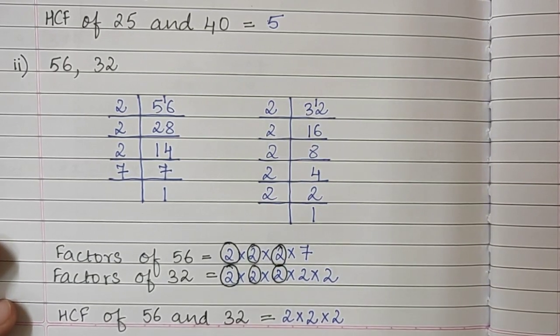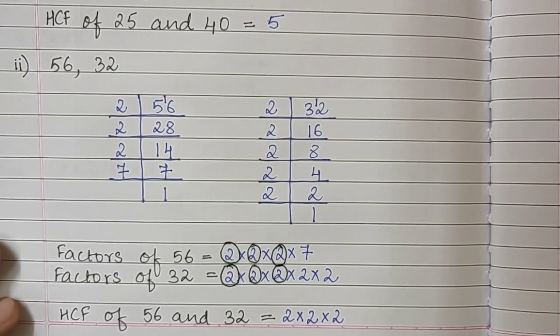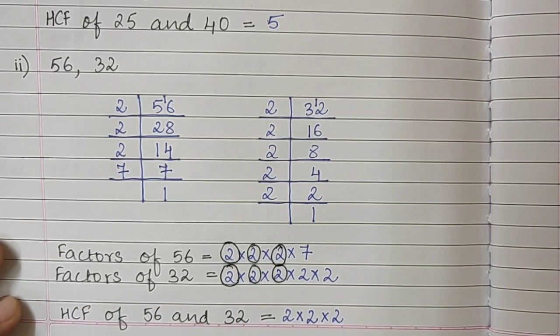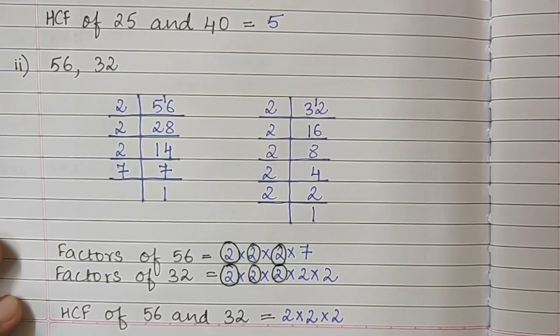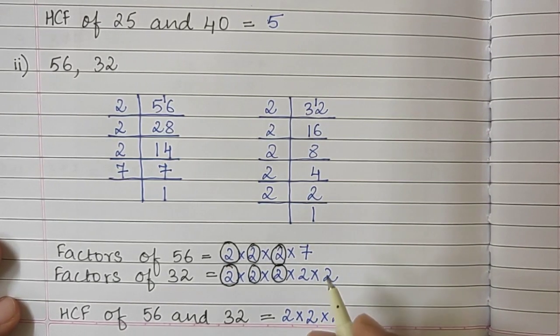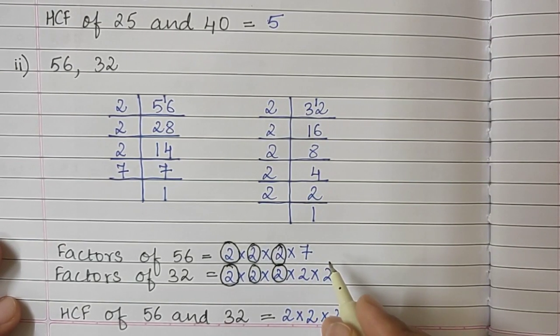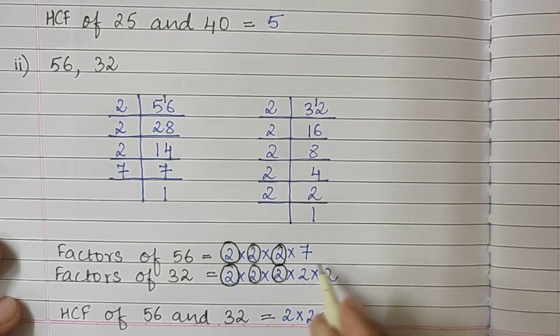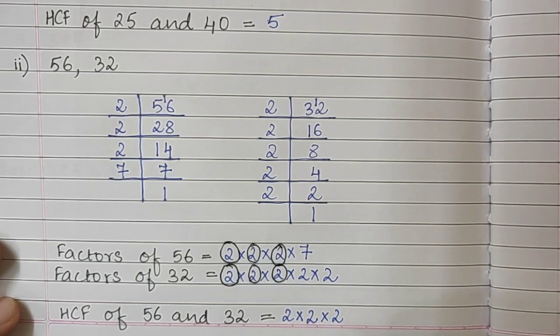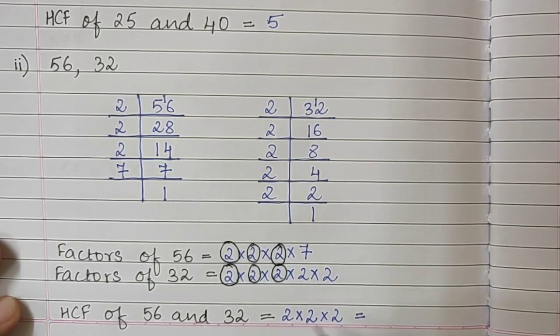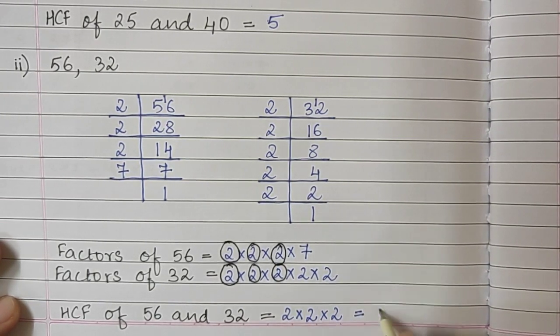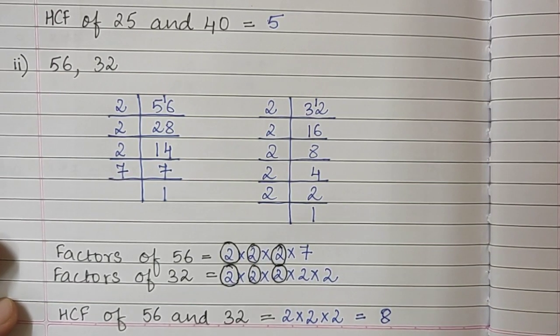It's not important for you to circle it. You can also underline it, but circling makes it easier to spot the same numbers. So is anything else remaining? No. Here only 7 is remaining, and here there is 2 times 2. So nothing more is common. So it's 2 into 2 into 2. So the HCF of these two numbers is 8.